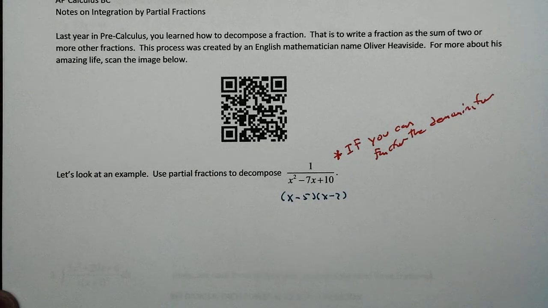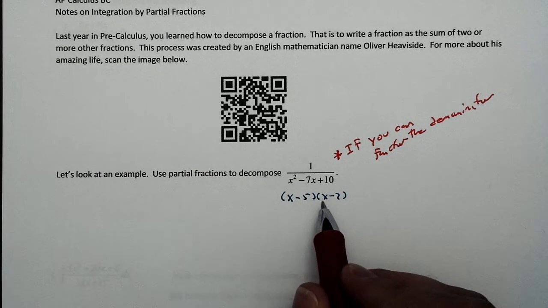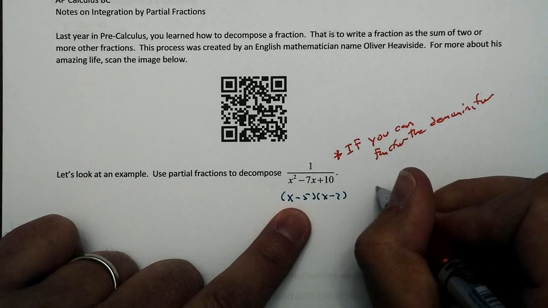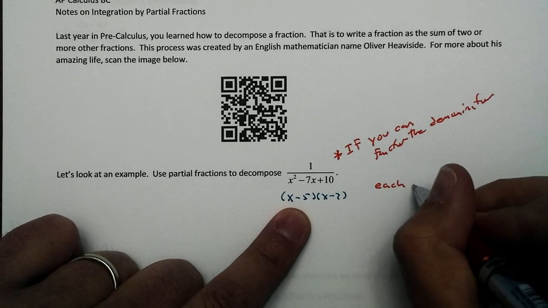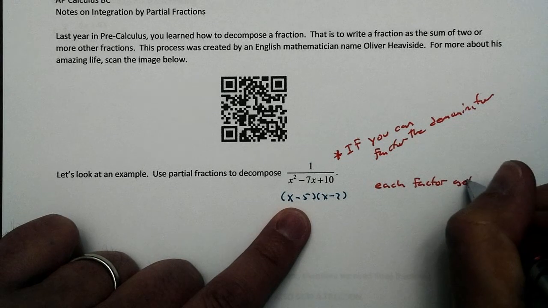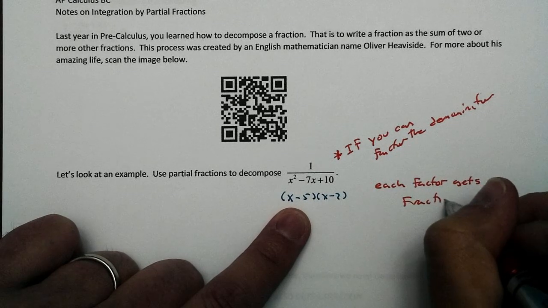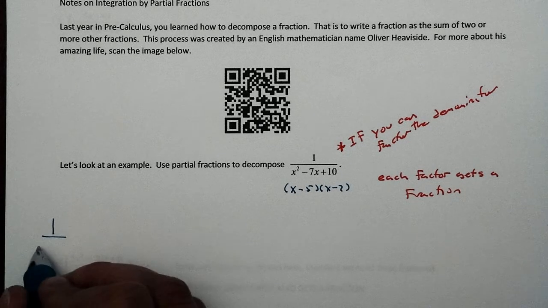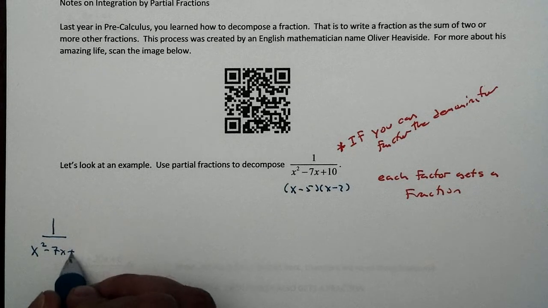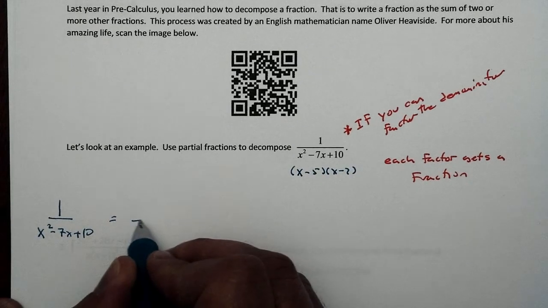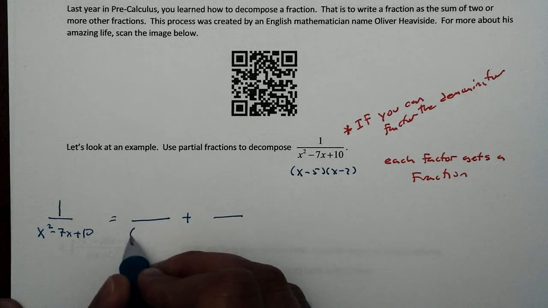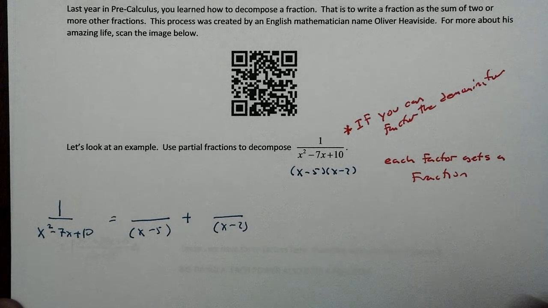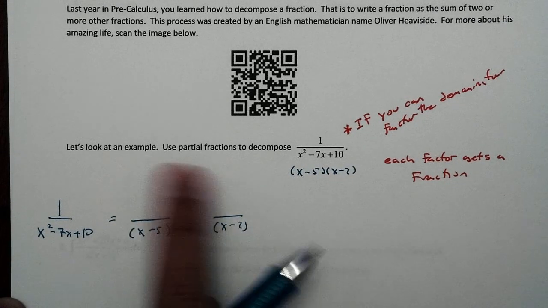So we're going to review how to use partial fractions here. Last year you learned that you can give each one of these factors a fraction. And I can write that very easily. So I can rewrite my fraction as 1 over x squared minus 7x plus 10 equals two fractions as a sum. One of them is going to have x minus 5 as its denominator, and the other one is going to have x minus 2 under its denominator. The only thing we have to do is figure out what goes on top.